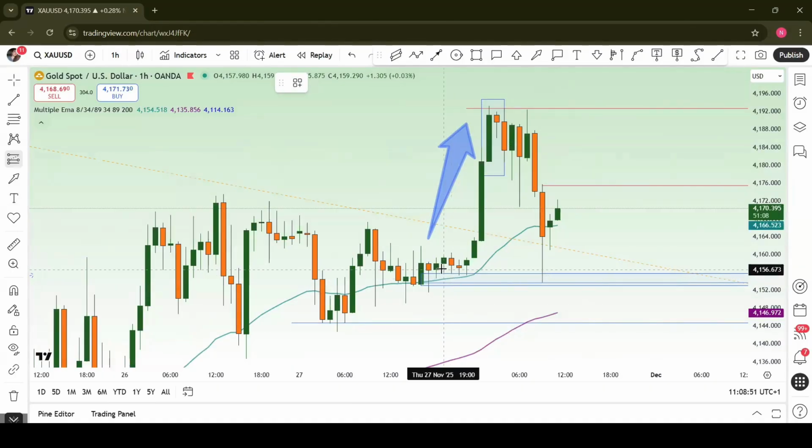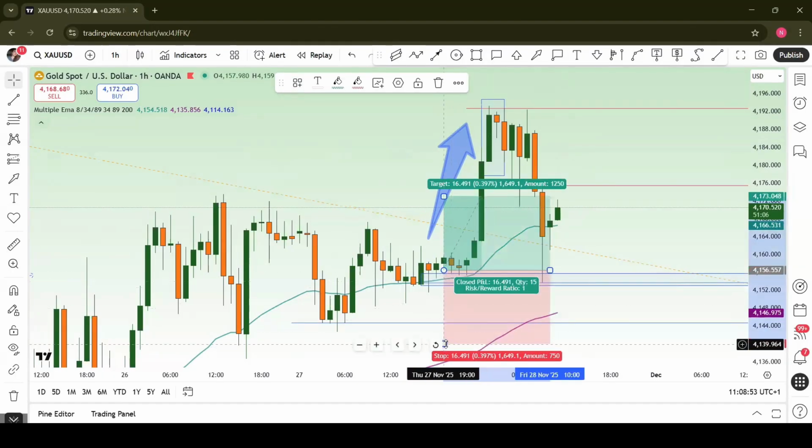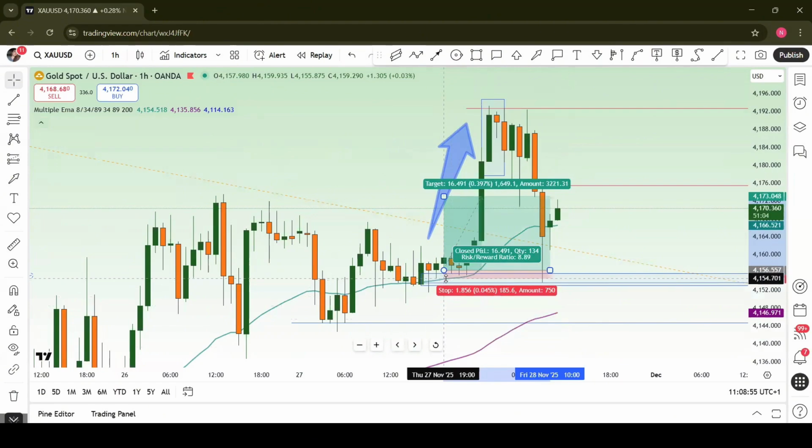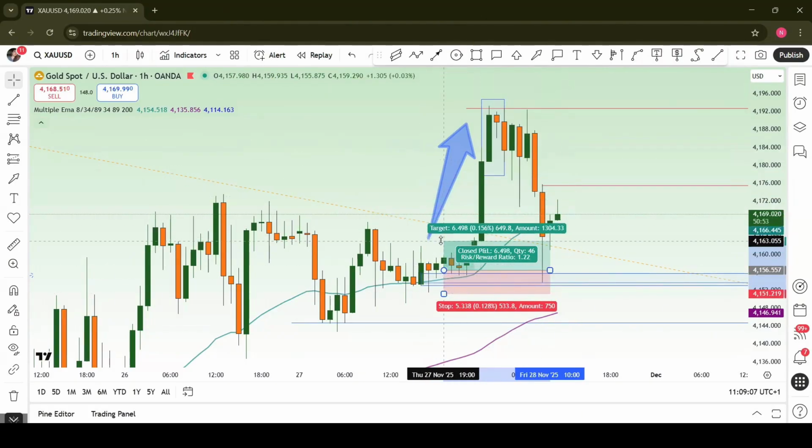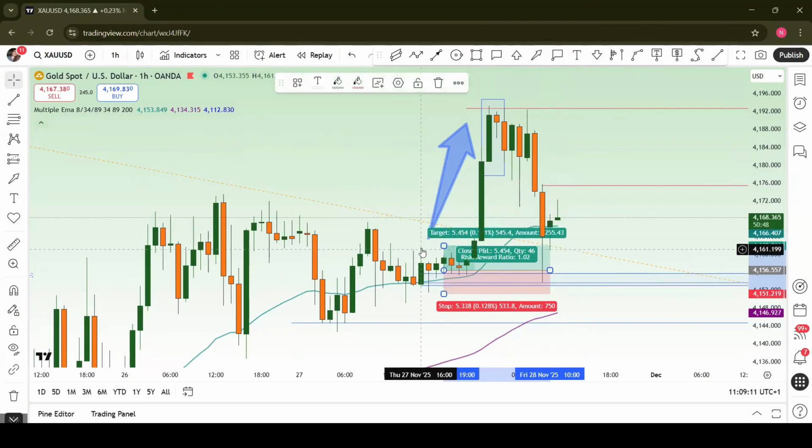Open price. And the stop loss you can set below the wick of the bin bar. Yeah, below the wick of the bin bar. And the take profit will be set higher than the resistance zone here.